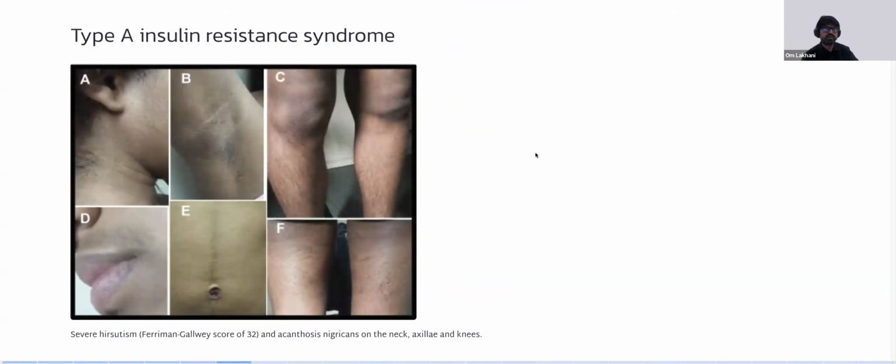syndrome. Okay, so you can see these features of type A insulin resistance. You can see clinical features of insulin resistance, and again severe acanthosis nigricans with a modified Ferriman-Gallwey score of much higher, 32. So they tend to have more severe features, especially recognized in girls because they will present with features of PCOS or hyperandrogenism.